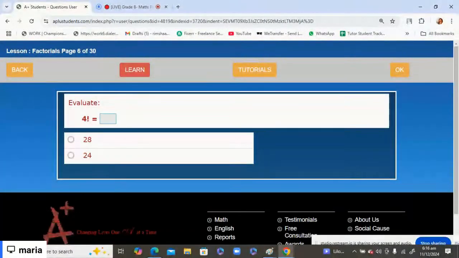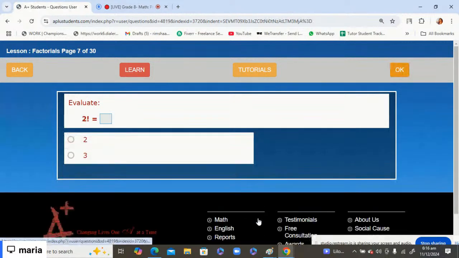Option 2, 24. Very good. Very well done. Okay, tell me the answer of this one. It's 2 factorial. So what's the answer for 2 factorial? Yes, very good. Also tell me the answer of this one.